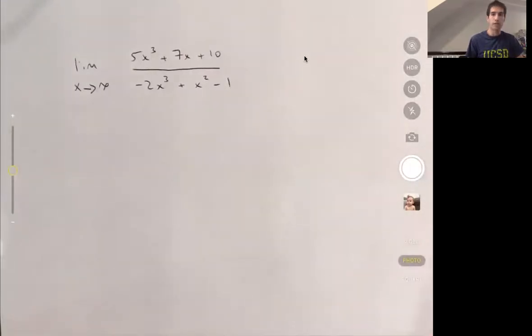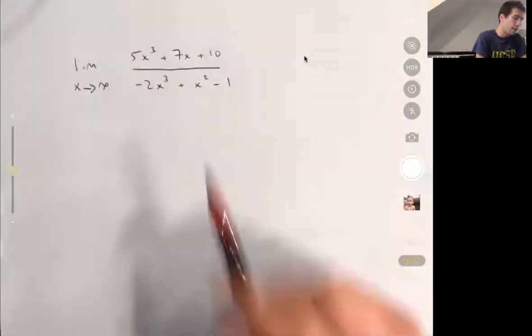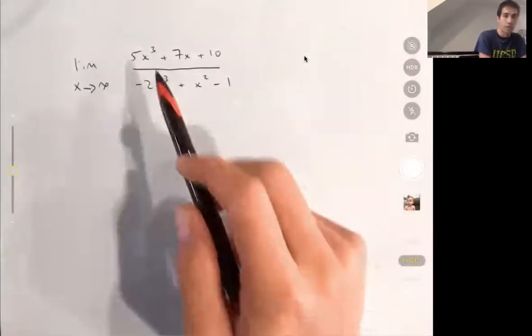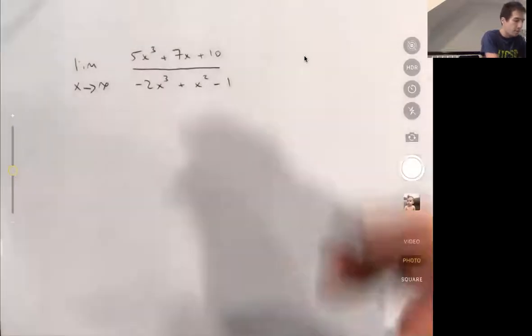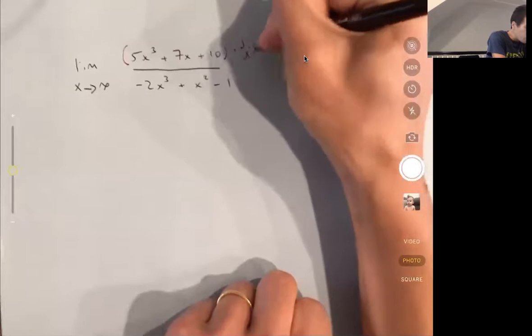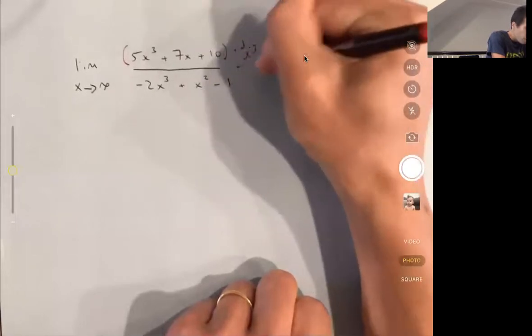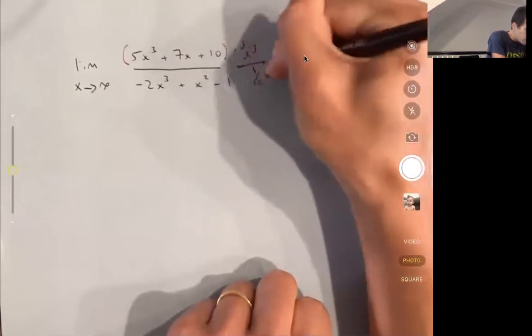And one of the smart ways you can multiply by 1 is by doing it so that powers of x cancel. So I'm going to look at what is the largest power in this rational function, and it's a cube on both the top and the bottom. And so I'm going to multiply both the top and the bottom by 1 over x cubed over 1 over x cubed.